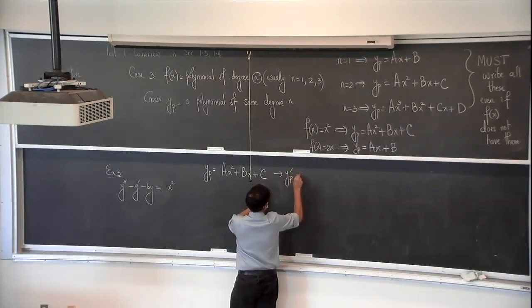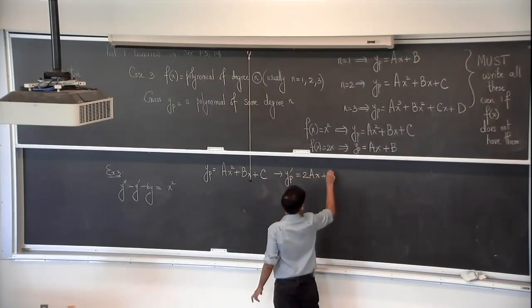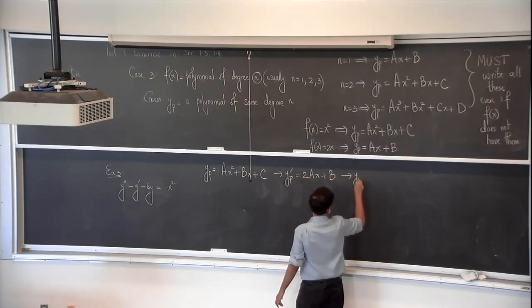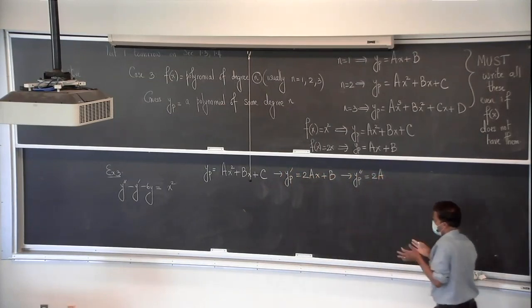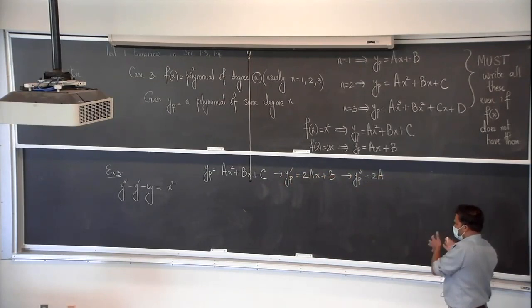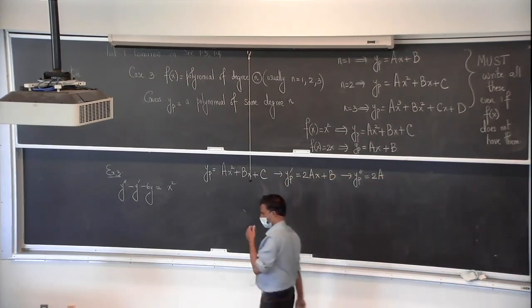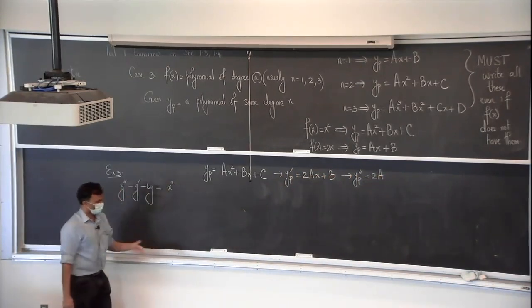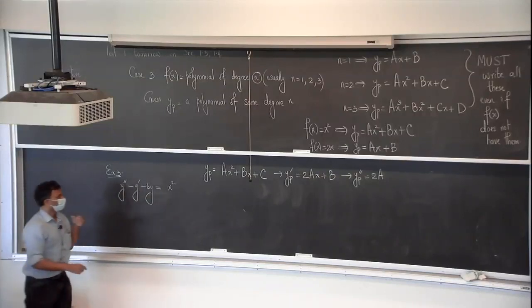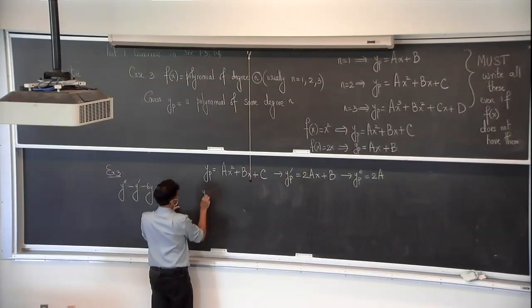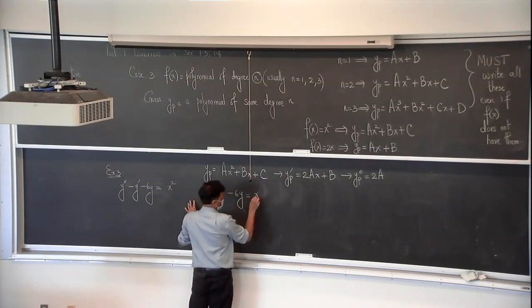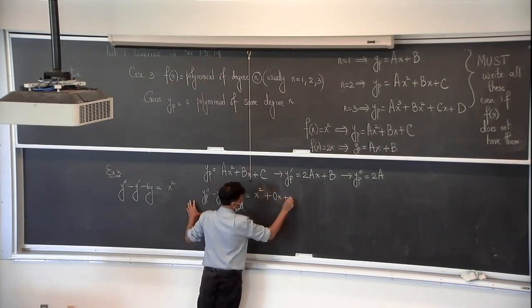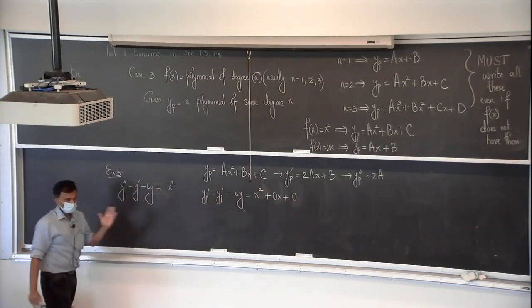yp prime is 2ax plus b. And yp double prime is 2a. Sometimes students make mistakes of forgetting that the derivative of a constant is 0. They keep on writing unnecessary terms and dig a hole for themselves. So the good thing is that the number of terms decreases in a polynomial. So plug it in, yp double prime minus yp prime minus 6y. Again, let's keep some placeholders here, x squared plus 0x plus 0, so that we have something to compare on both sides.